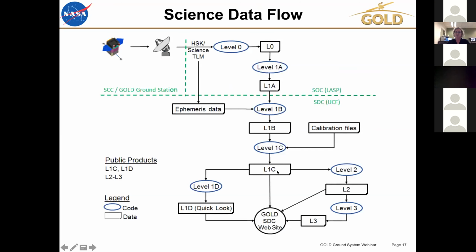And then you can see the level 1C, once it is generated, triggers processing for level 1D, as well as, on a daily basis, once all of the level 1C files are created for a single day, the level 2 data products can be called and created. And what you see is that the level 1C, the level 1D, and the level 2 do become publicly available. We also then create level 3 data products, which are averages of the level 2 data products, and those will also be available on the web.